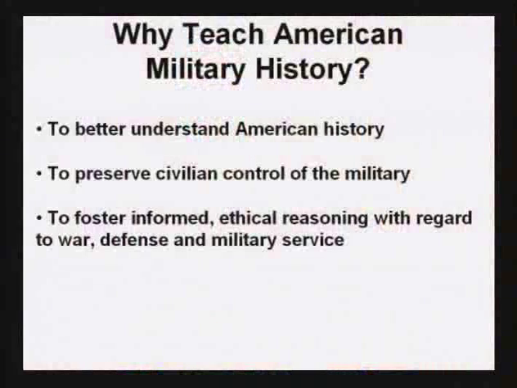The third reason that I think it is important is to foster informed ethical reasoning with regard to war, defense, and military service. All of these issues are not going to disappear from the national agenda anytime soon. All of your students are either facing them today or will face them in the next couple of years, or will face them as citizens, whether they're policymakers and politicians or military leaders or, like ourselves, taxpayers and voters and people who are concerned about the future of our own lives and the future of our country, the future of our children. And so to ignore that subject with all of its ethical complications and problems, I think, is to do young people a disservice.